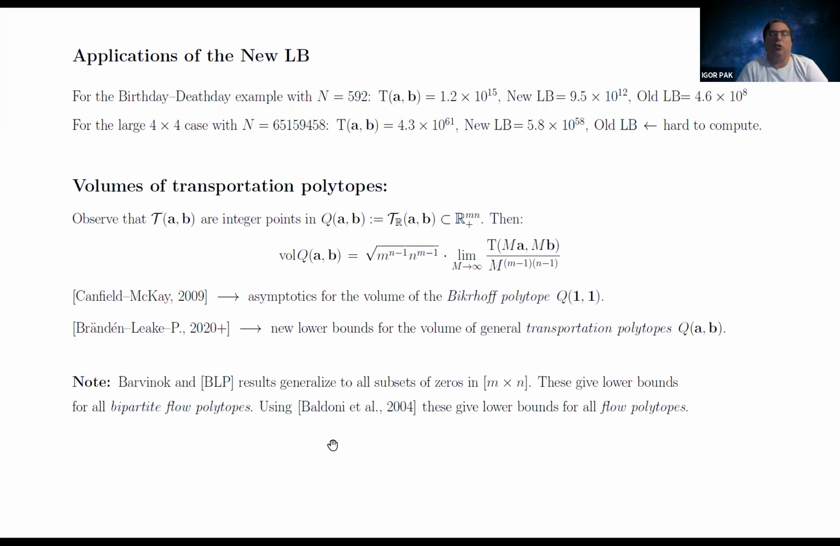But in principle, numerically, you can compute that. You can compute the lower bounds.